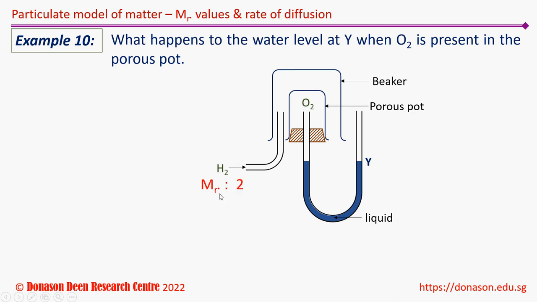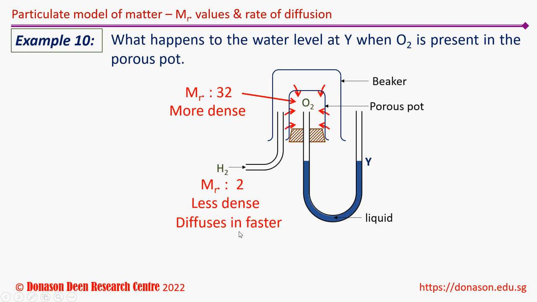And of course, we are going to compare this hydrogen with the oxygen. So we also need to work out what the MR value for oxygen is. Each oxygen is 16, and 2 oxygen would give us 32 as its MR value. Now that we have these two values, which one of the gases is going to diffuse faster? Of course, the less dense gas is going to diffuse faster, right? So from this MR value, we can see that hydrogen is less dense compared to oxygen, which is of course more dense. And the less dense gas is going to diffuse faster into the porous pot.